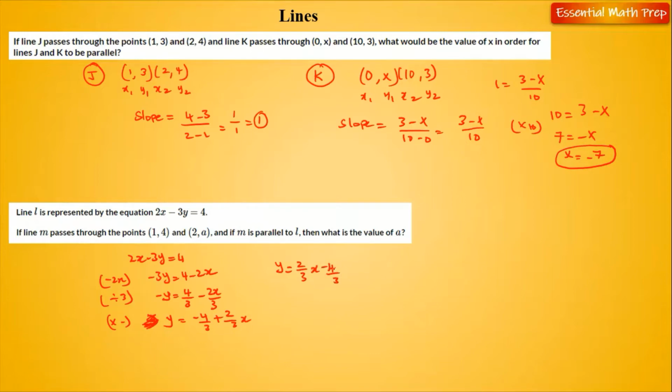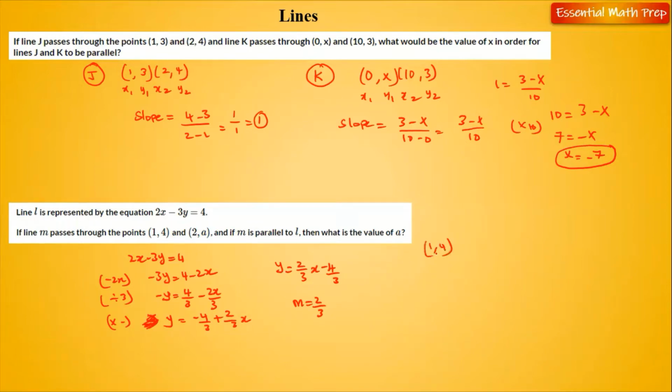We're not worried about the intercept. We are only worried about the slope. So m equals 2/3. Because lines L and M are parallel, the slopes are equal, right? So instead of an equation, you're given a set of ordered pairs for line M, so you can convert that into slope form.